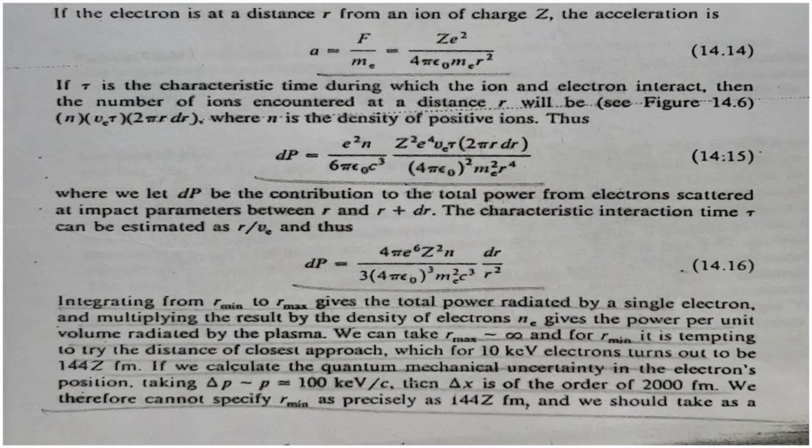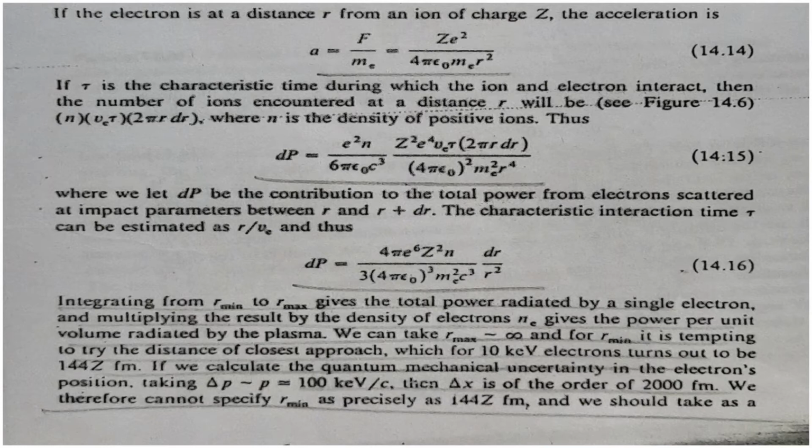Suppose the electron is at a distance r from an ion of charge Z, then the acceleration a is given by a equals F divided by m_e. Here F is equal to Z e^2 divided by 4 pi epsilon_0 r^2. So obviously a is equal to Z e^2 divided by 4 pi epsilon_0 m_e r^2. If tau is the characteristic time during which the ion and the electron interact as evident from the previous figure, then the number of ions encountered at a distance r will be n times v_e tau times 2 pi r dr. Here n is the density of positive ions.